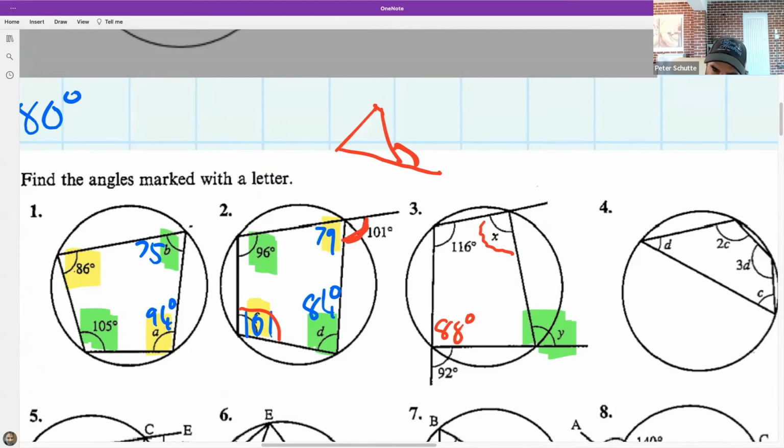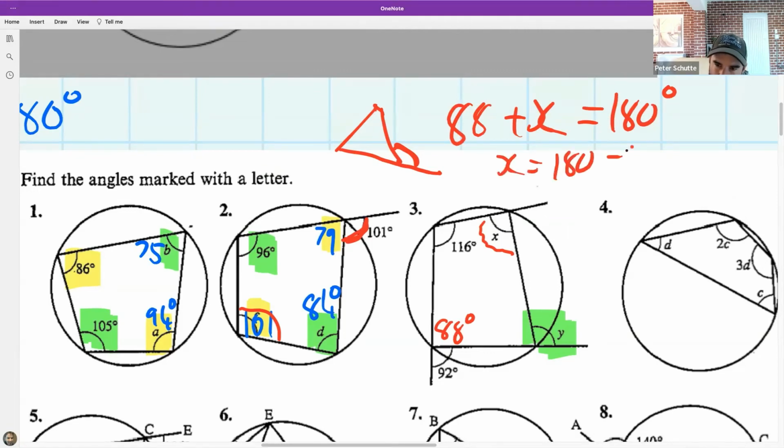Now I think for X, 88 plus X must add up to 180. They're supplementary, right? So 88 plus X must be 180. So what is X going to be? Well, X is just going to be 180 minus 88, which is going to make this 92.